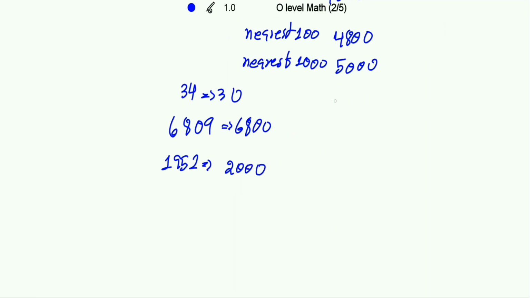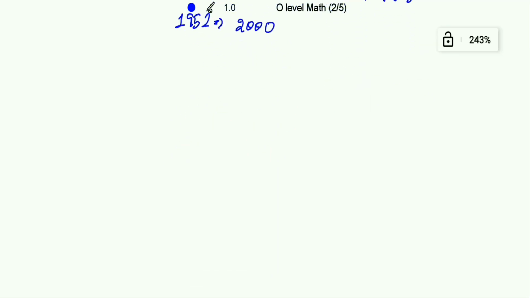Rounding decimals works exactly the same way as rounding whole numbers. The only difference is that instead of rounding to 10, 100, and 1000 and so on, you round to tenths, hundredths, and thousandths. Let's say that I have the number 7.199 and I've been asked to round it to the nearest tenth. Okay, let me make it clear for you guys.